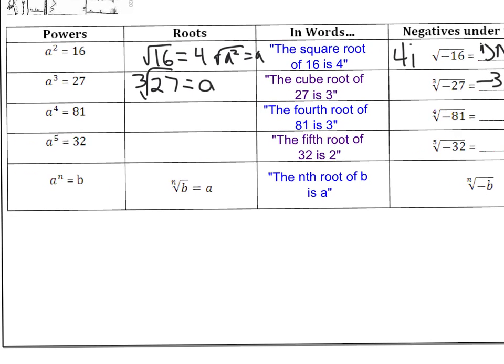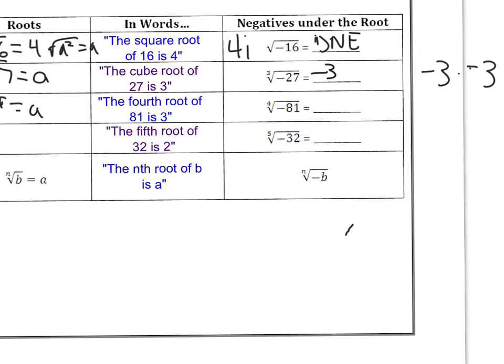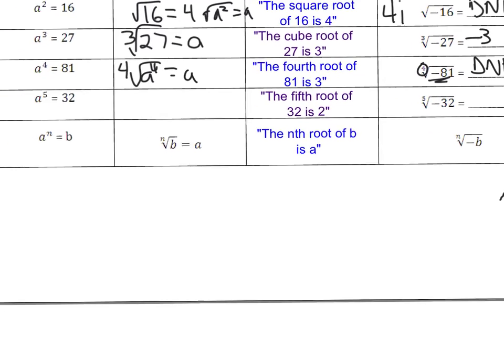So the fourth root of 81 is 3. And again, it's even. So if this number is even, you can't do a negative. So that would be does not exist. Now, realize that this is a fourth root, so if it was a square root, you could try 9, but that wouldn't work either. But the fourth root, you would want to say 3, but negative doesn't work.